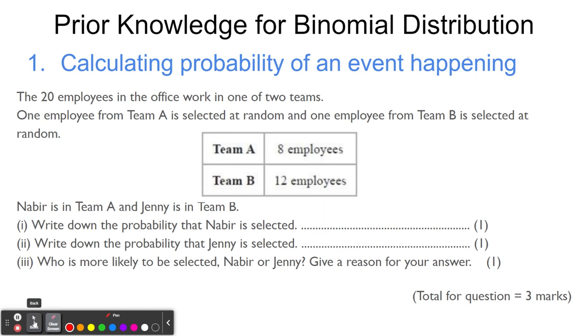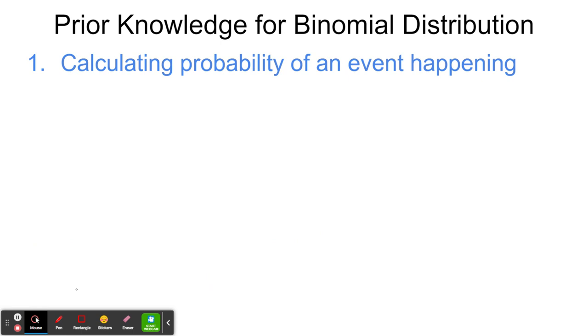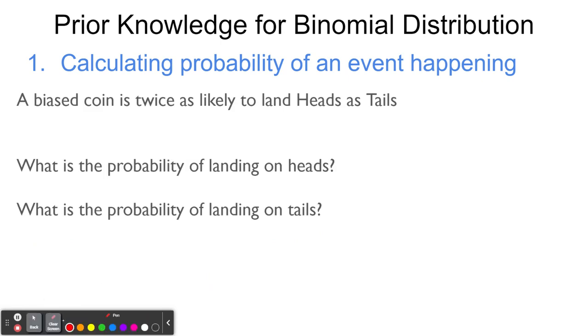Okay, so that's one example. The second example I want to look at for calculating the probability of an event is we're looking at a bias coin and it's twice as likely to land on heads as tails. So that means for every 2 heads, there's 1 tails, which means in total, there's 3 parts altogether. So the probability of landing in heads is 2 in every 3. So 2 out of 3, so 2 over 3. And the probability of landing on tails is 1 in every 3, so 1/3. Okay, so that's the first part.